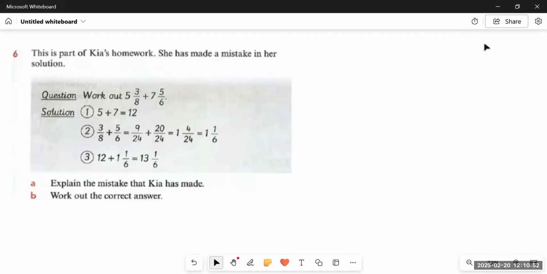This method says that the question is given as: work out 5 whole 3 upon 8 plus 7 whole 5 upon 6. Because we have to work out the correct answer as well. So let us start from the correct answer, and then we will try to figure out what mistake Kia has made.